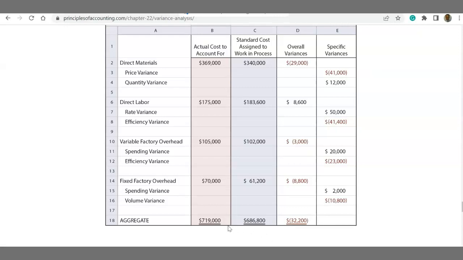Okay, so the $719,000 was the total actual cost for the material, labor, variable overhead, and fixed overhead, and the standard cost was $686,800 aggregate total. Then the difference, as you see, was $32,200 negative, or unfavorable, for the aggregate cost of direct material, direct labor, variable overhead, and fixed overhead. So as you see, material was not good, labor was good, and overhead was not good. Those two are in red.